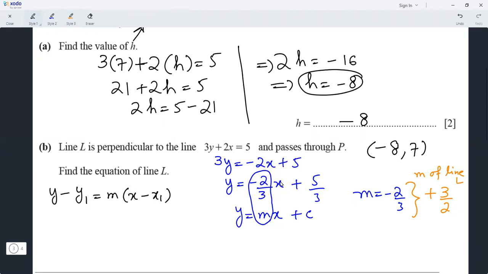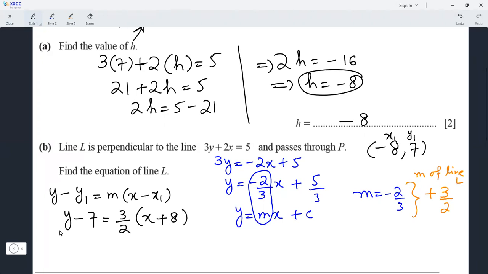So what's x1 here? x1 will be the x coordinate of point P, because the line L is passing through point P. What about y1? y1 will be 7. Replacing here, y minus the value of y1, which is 7. What about the gradient? The gradient is 3 over 2. It's positive 3 by 2 times x minus the value of x1, which is negative as well. So negative times negative becomes positive.